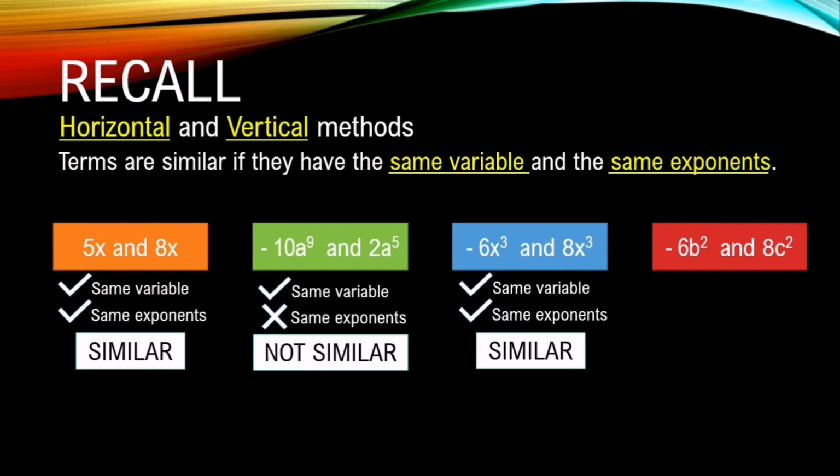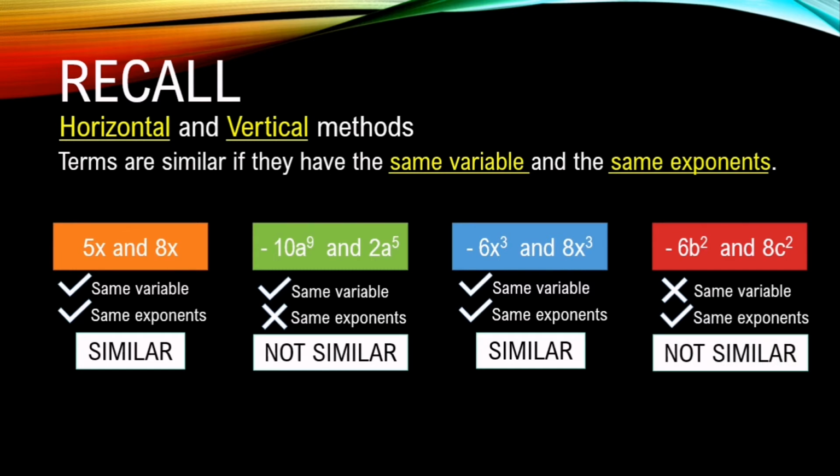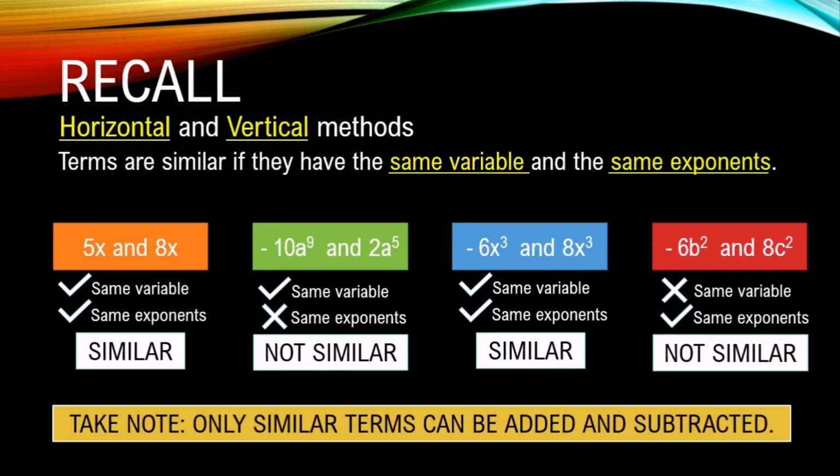Given negative 6b squared and 8c squared, are their variables the same? No, it's not. We have variable b and we also have variable c. How about their exponents? Are they the same? Yes, they are the same. But it's not a similar term. Take note of this. Only similar terms can be added and subtracted.